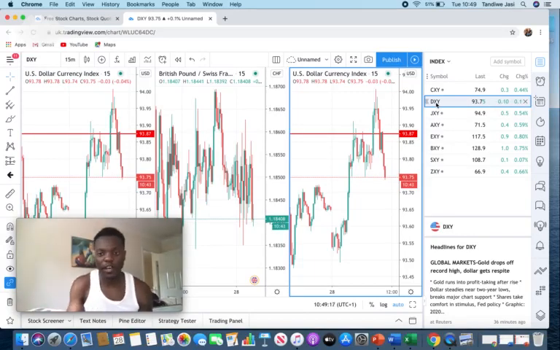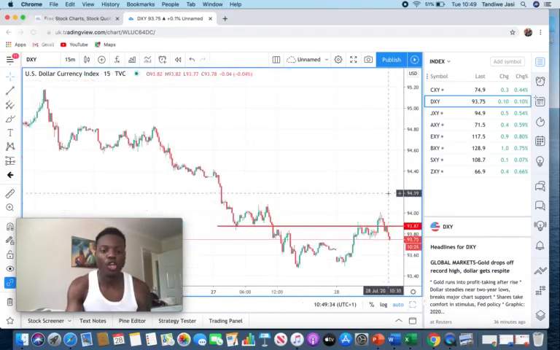So a lot of people didn't know that. Maybe you know this. I don't know. Comment below if you know. The DXY, the US dollar index, is basically Euro USD inverted. So it's USD Euro basically. Okay, so I use this every single time to give me direction of the US dollar.